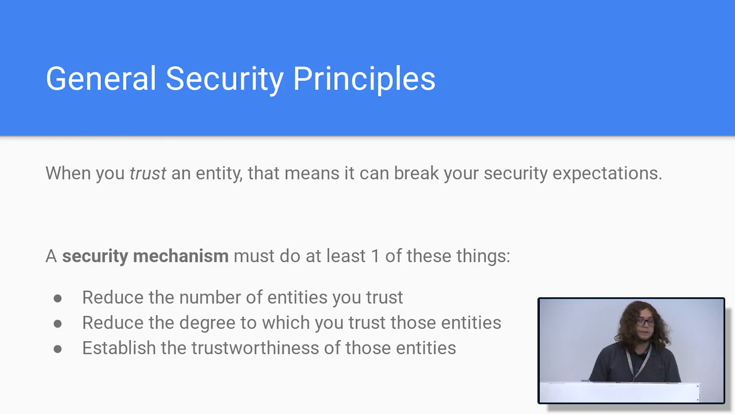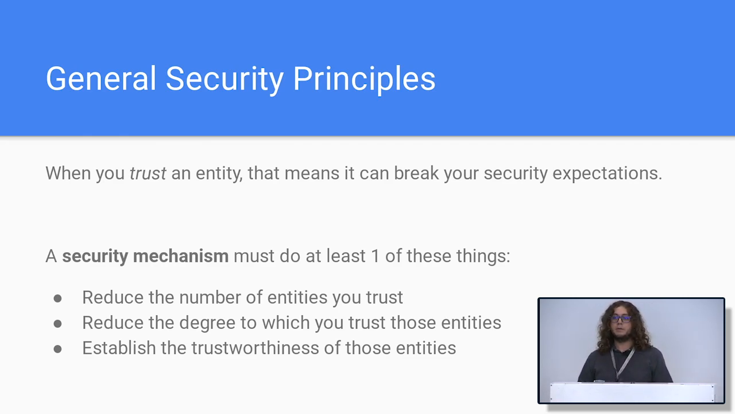So first, I'll talk a bit about general security principles, and then we'll talk about how they apply to Chrome. In order to understand what a security mechanism is, we have to understand what trust is. And the main thing here is that when you trust an entity, it can break your expectations. So if you don't trust an entity, there's nothing to break. But once you start trusting it, it can break that trust that you're giving it.